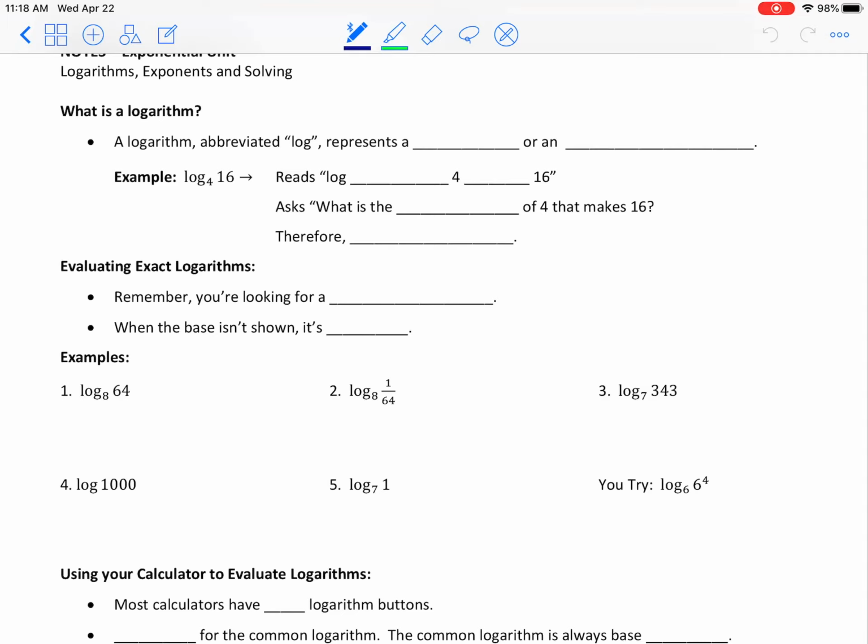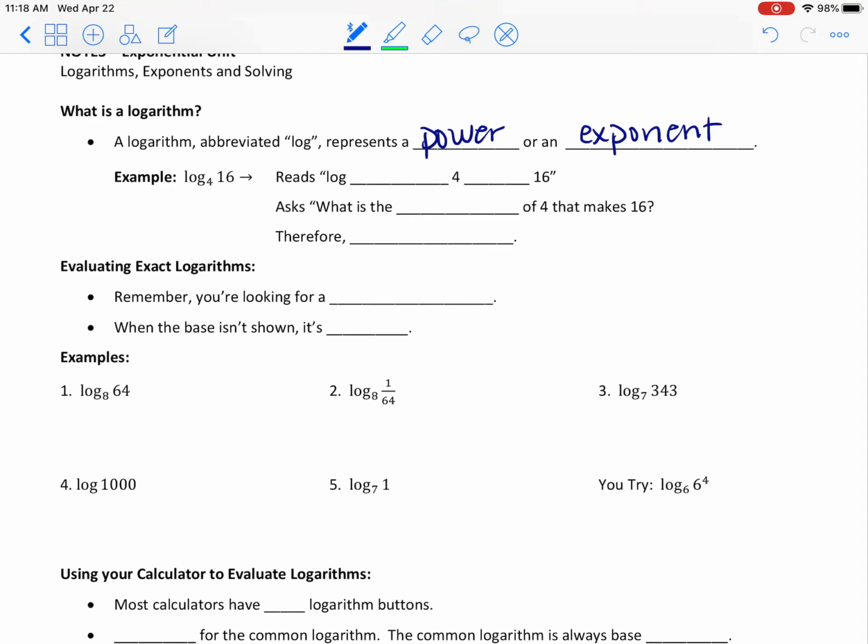Welcome back, everybody. Day 2 of our last exponential unit here. We're going to be looking at what we call a logarithm. If you've never heard of a logarithm before, they are directly connected to exponential equations and exponential functions. And hopefully after today you will understand why if you don't already.